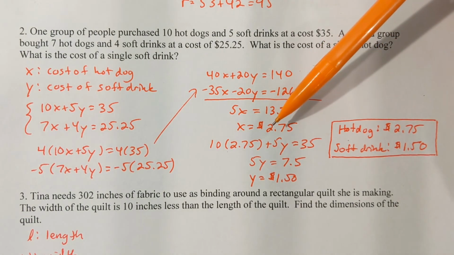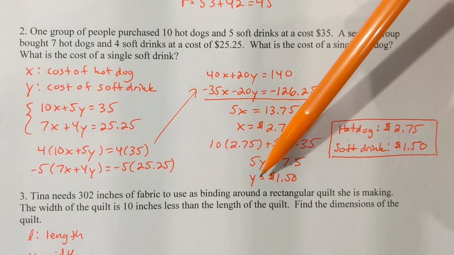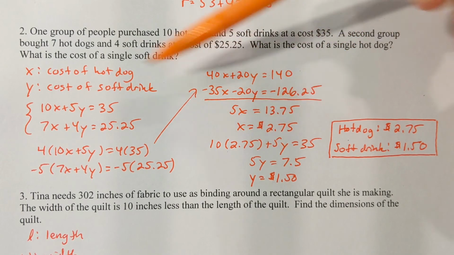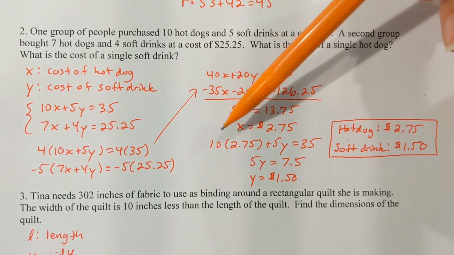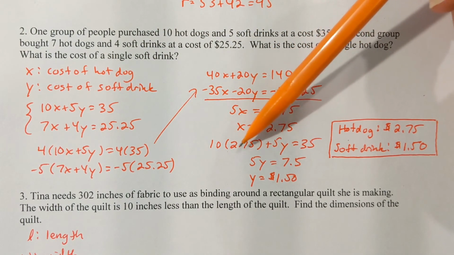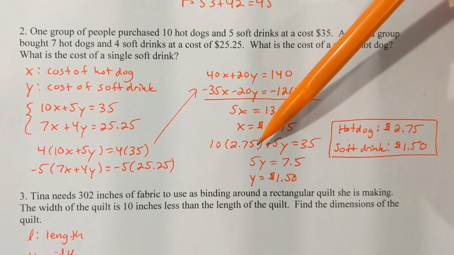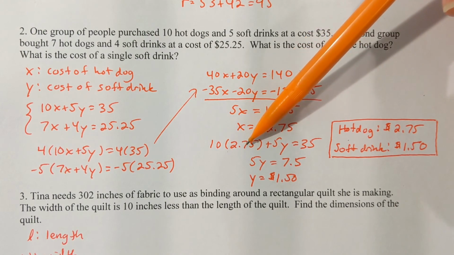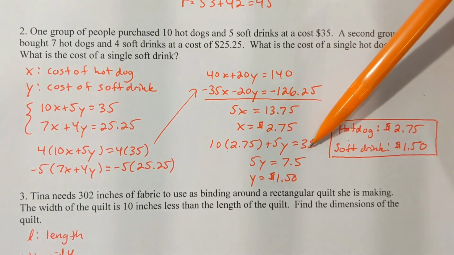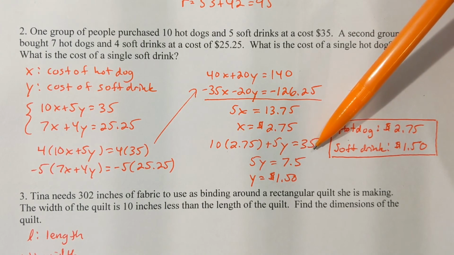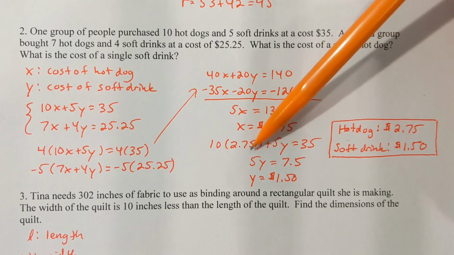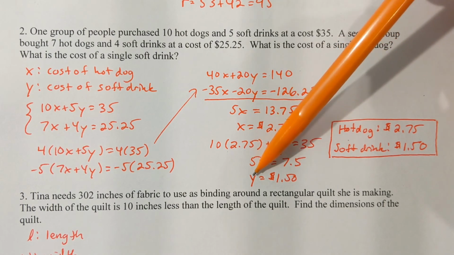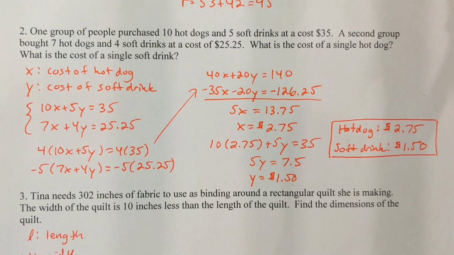Knowing that cost means that I can find Y by plugging that number into either one of these equations. I've chosen the top equation here. 10 times 2.75, slide the decimal point over to the right one spot. That'd be 27.5. If you subtract 27.5 from both sides, 35 minus 27.5 is 7.5. Okay, and then divide by 5 on both sides, and getting Y equal $1.50. So that would be the cost of a single soft drink.